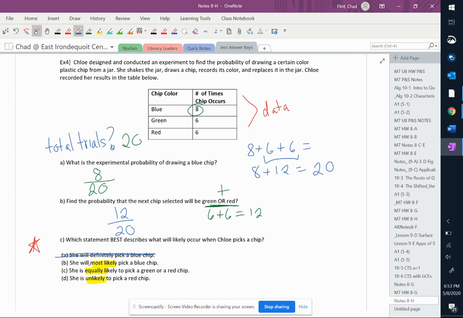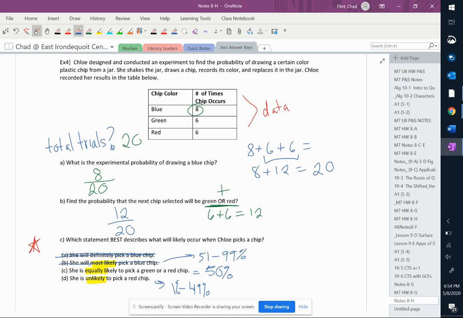Going back to our notes from yesterday or last lesson, most likely meant that it had to be somewhere between 51 and 99%, looking at whole numbers. Equally likely meant it had to be equal to 50%. And unlikely meant that it was between 1 and 49%. So what is the probability of her picking blue? Well, thankfully, we already did that in part A and got 8 out of 20. 8 out of 20 is not more than half, so it's definitely not B.